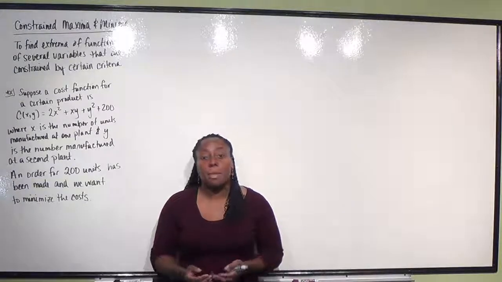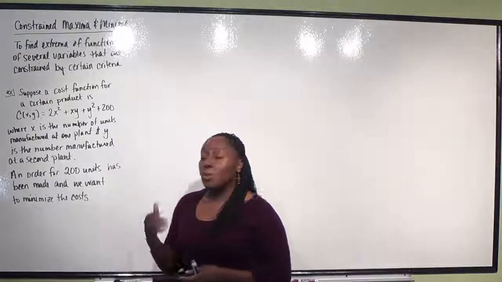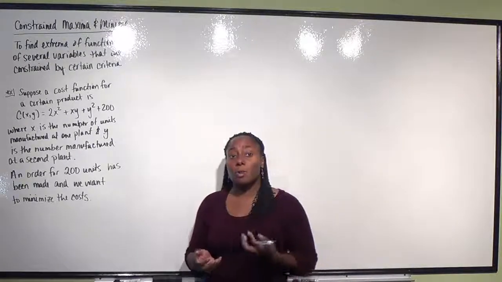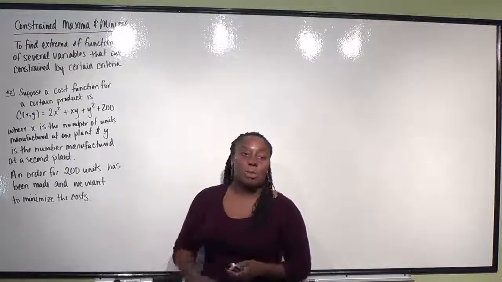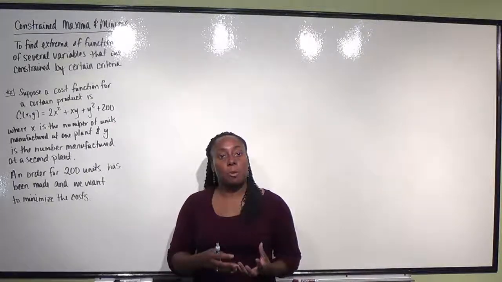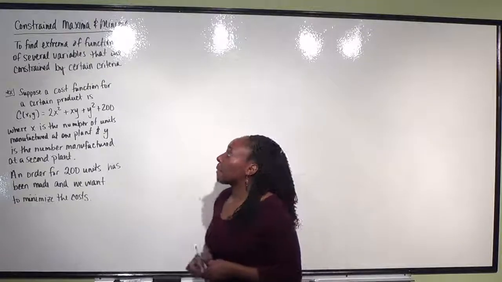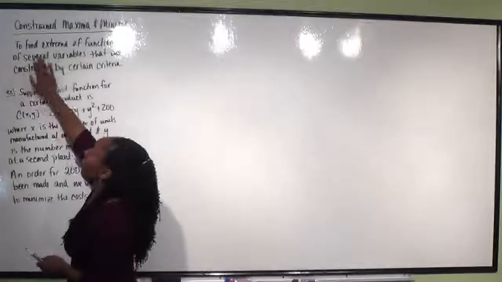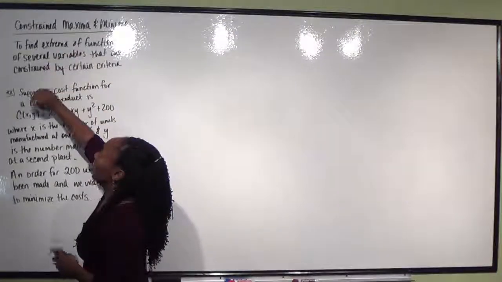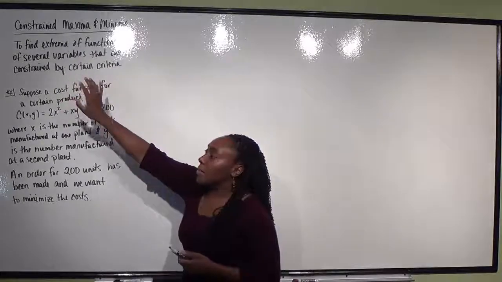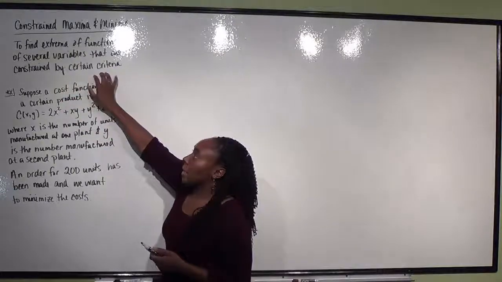constraints on it. Okay? And so to talk about this method, which is the method of Lagrange multipliers, I'm going to do a specific example, and then I'll lay out the steps and talk about the Lagrange multipliers as I go. Okay? So, like I said, constrained maximum and minima problems are to find the extreme values of functions of several variables that have some constraint by some criteria.